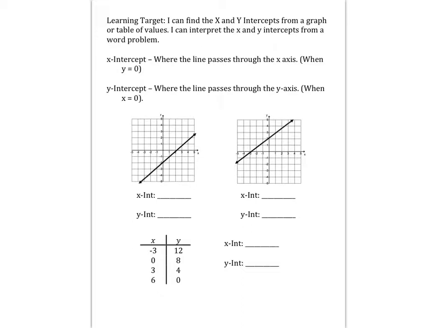The x-intercept is where the line passes through the x-axis, or when y is 0, what's x? Similarly, the y-intercept is where the line passes through the y-axis, or when x equals 0. So again, with your intercepts, it's when the opposite variable equals 0. So let's take a look at these graphs.